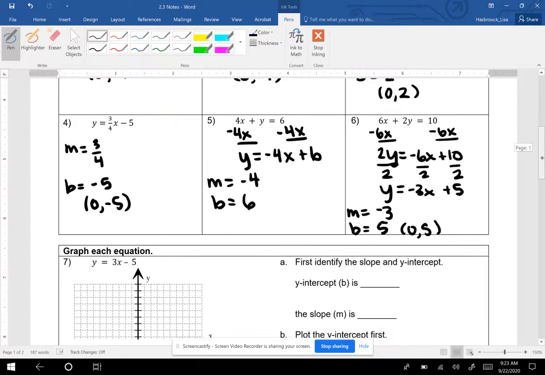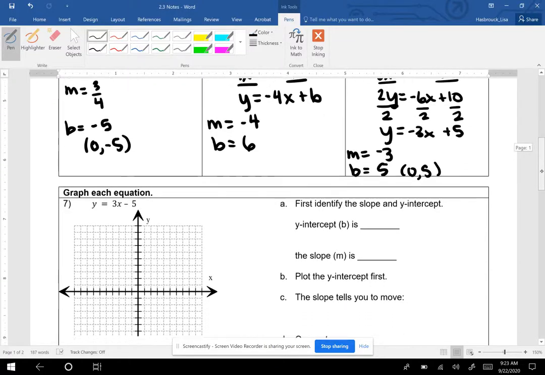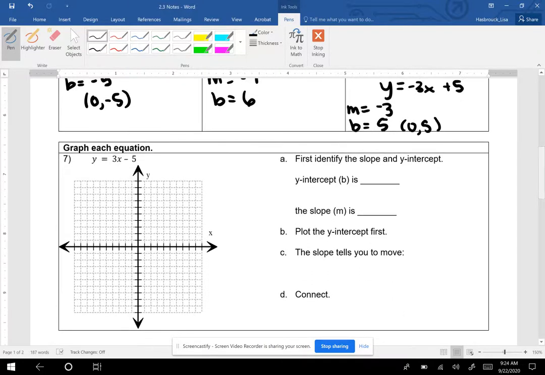Now that we've practiced identifying slope and y-intercept, we're going to use this information to graph equations of lines. So first, we're going to identify that slope and y-intercept again. Looking at this equation, y equals 3x minus 5. My y-intercept is the 0, negative 5. My slope is 3. After I identify the y-intercept and slope, I want to plot that y-intercept. So I'm going to go to my coordinate plane, and I'm going to plot a point at 0, negative 5, which means I'm going to go down 5 and put a dot.